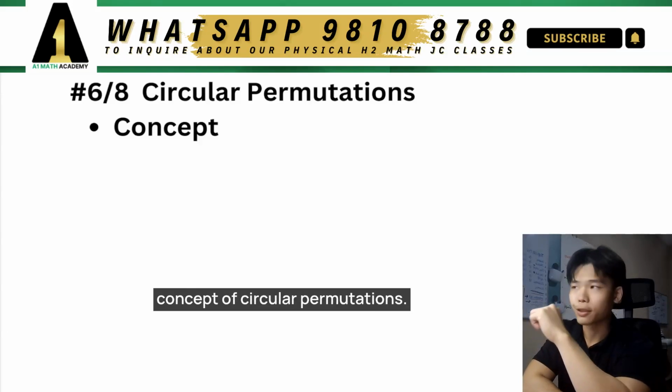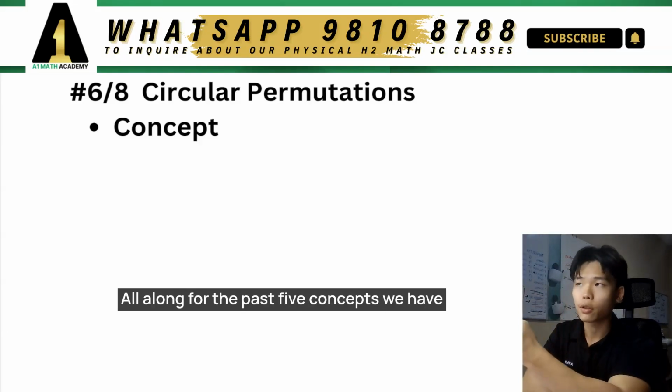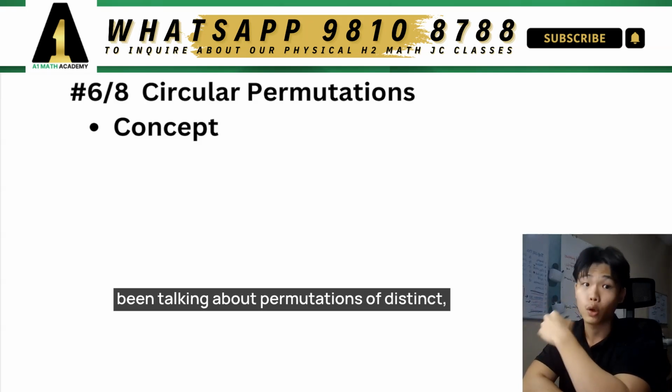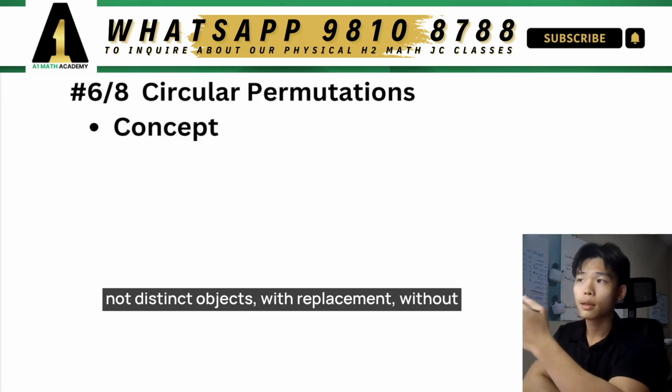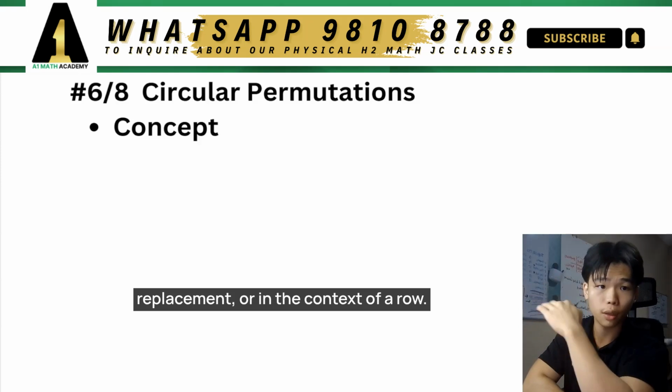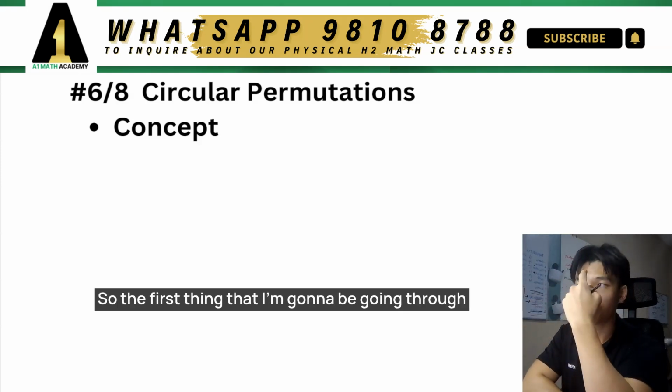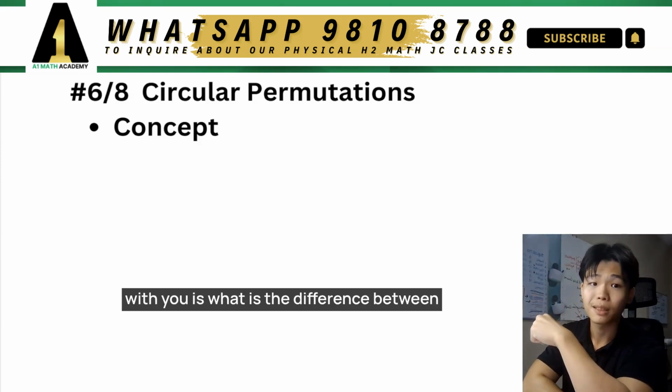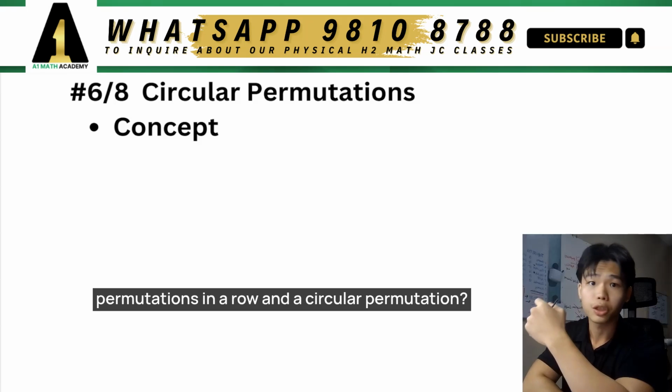Welcome back to the next concept of circular permutations. All along for the past 5 concepts, we have been talking about permutations of distinct and not distinct objects, with replacement, without replacement, or in the context of a row. So the first thing that I'm going to go through with you is the difference between permutations in a row and a circular permutation.